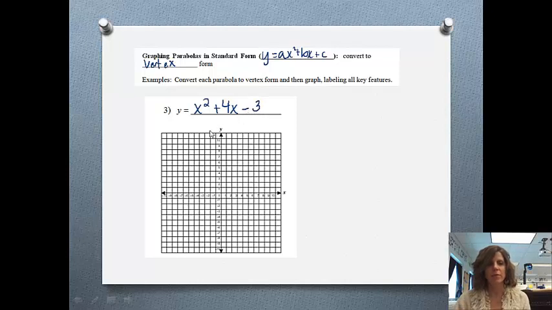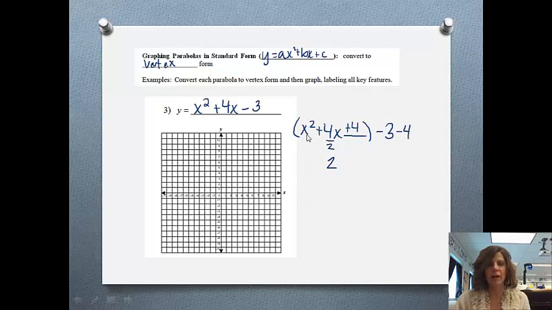Okay, so what we are going to do, since it's not in vertex form and we want it to look like that, we're going to do the completing the square process. So we're going to have x squared plus 4x, leave ourselves a blank, minus 3 on the outside. And then we are going to divide the middle term by 2. 4 divided by 2 is 2. When I square that, it will be positive 4. So if I put plus 4 on the inside, we put minus 4 on the outside.